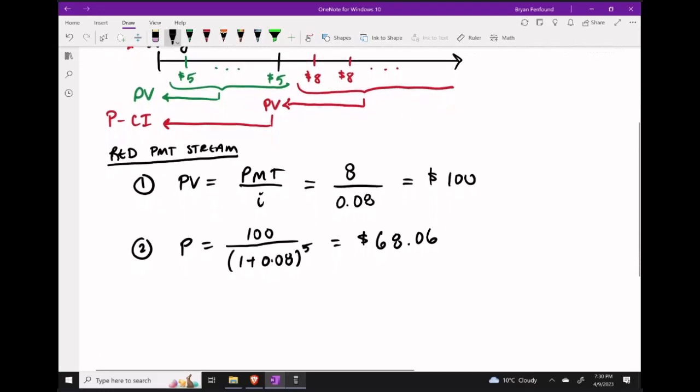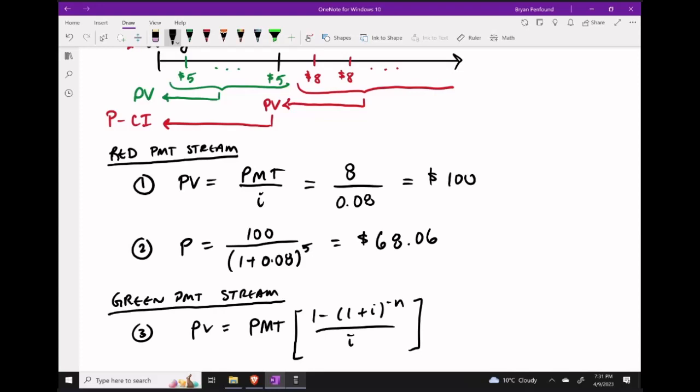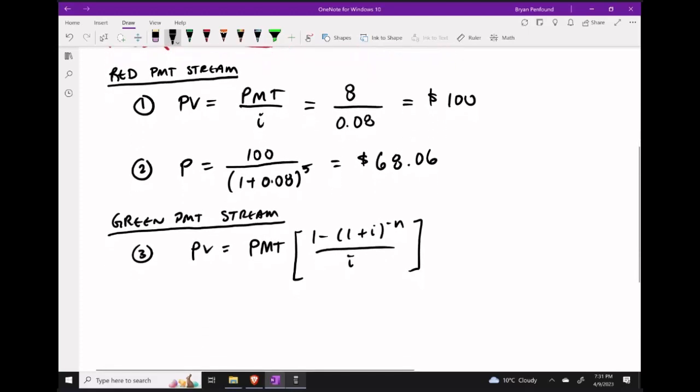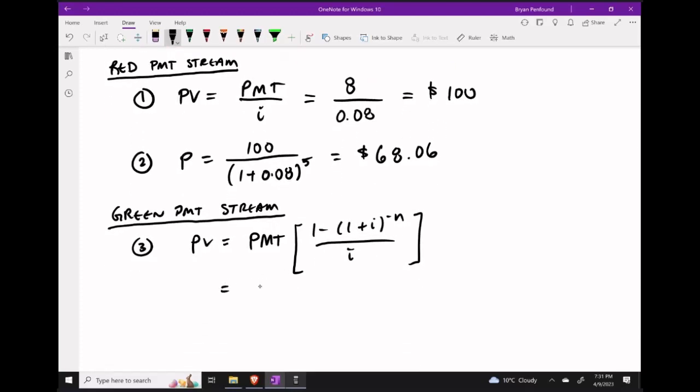Next up, we need to deal with the green payment stream. And since payments are happening at the end of every year, we can go ahead and apply the principal value formula for an ordinary, simple annuity. We know the payment size here is $5. And we know that I is 8% compounded annually.